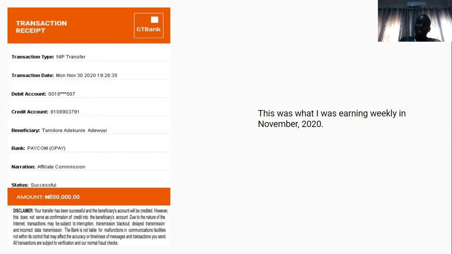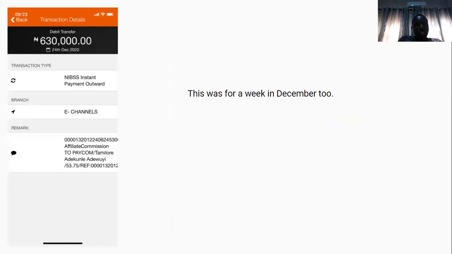This is the amount I earn weekly, I was earning this sometime in November. I can't show you all the screenshots, so you won't come and kidnap me. But this was a payment for a week in November. I think this was the last week in November, I got a payment of 580,000 naira. That was profit. So that means I was already doing almost 2 million in a month. But then in December, you see, it increased to 630,000.